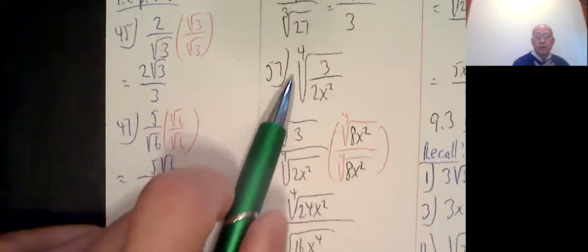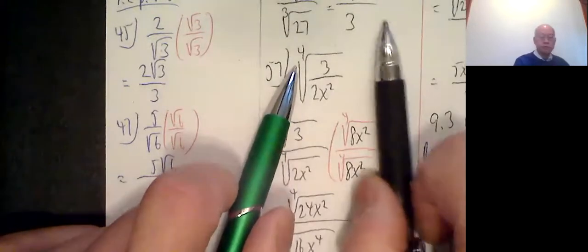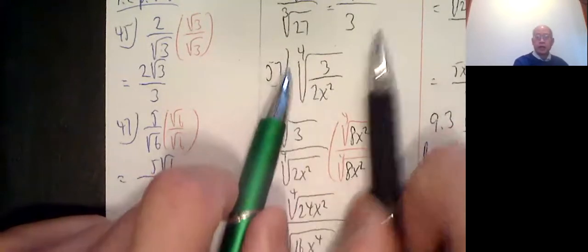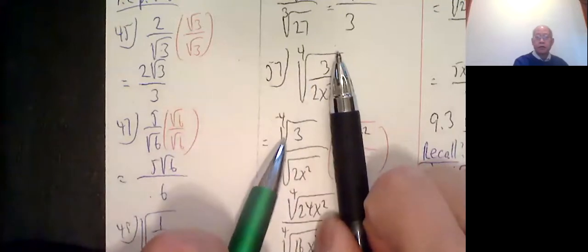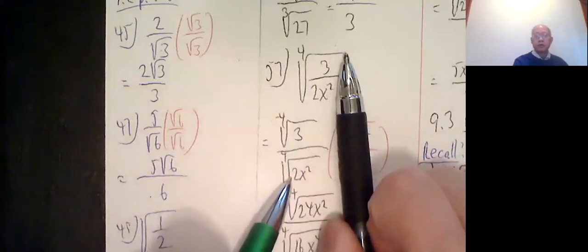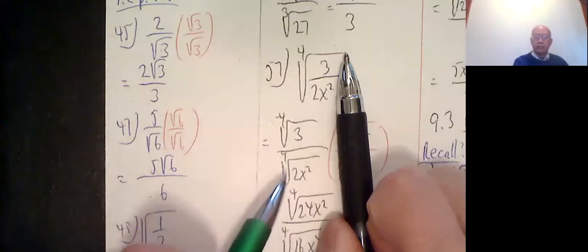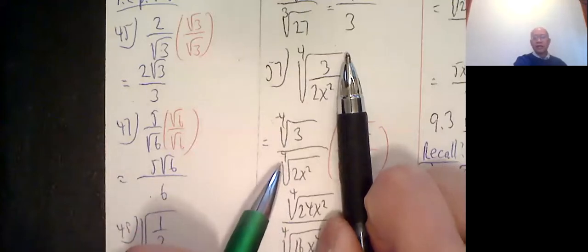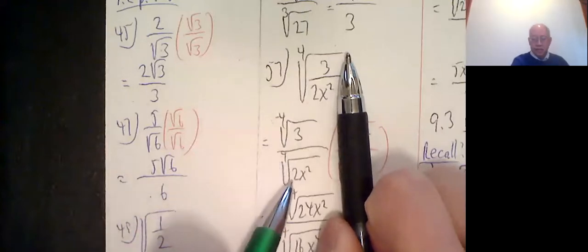Okay, here's 57. Fourth root now of this thing. So break it into 2 first. Fourth root of 3 over fourth root of 2x squared. So how do I want to bump this up? So what number has a nice fourth root? 16, which tells me to multiply by 8.